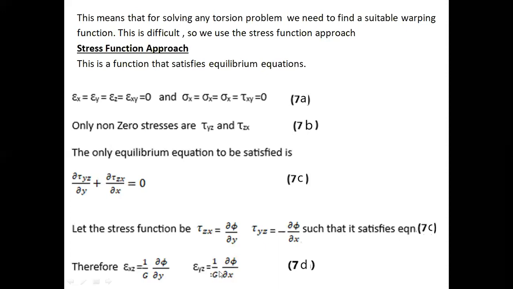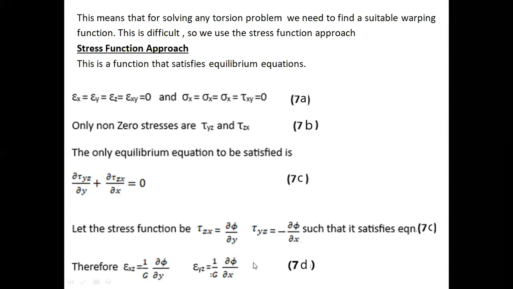Well, we can put a negative sign here, or we can take the mod value. But the form is like this: epsilon xz is 1 by G del phi by del y, and epsilon yz is 1 by G del phi by del x. So now we have written the problem in terms of stress function.